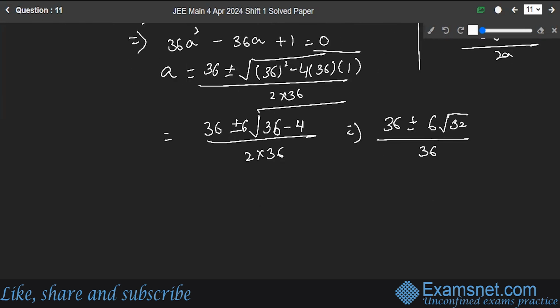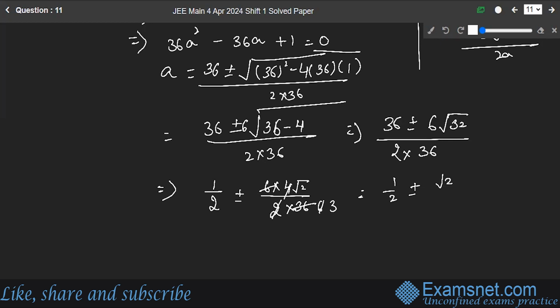which will give me 1 by 2 plus minus 6 into, this can be written as 16 into root 2, which is 4 root 2 divided by 2 into 36. This will cancel, like 6 and 3, right? This is 1 by 2 plus minus root 2 by 3. This is the value for A.